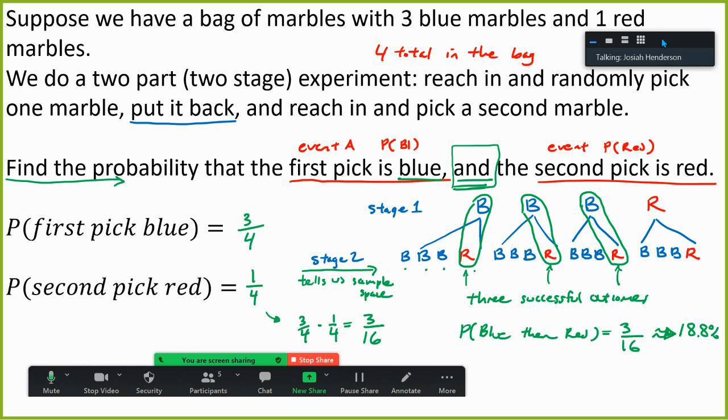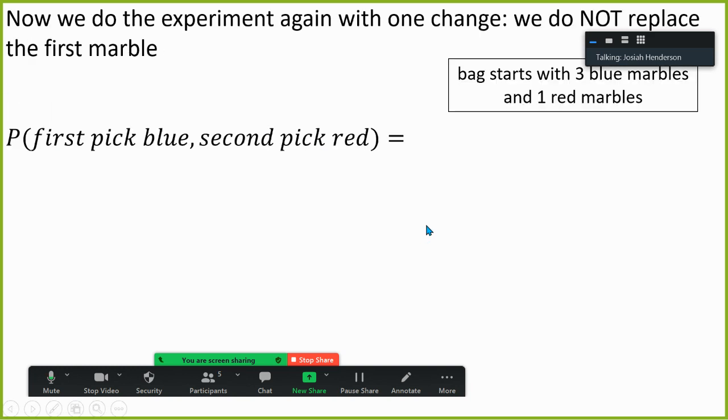So now I want to ask the same question, except we're going to make one change in the question. We were told on this screen to do this experiment, get a blue, then a red, and in the middle, we had to put it back. We put back our blue marble. So what happens if we change that and we say don't replace it?